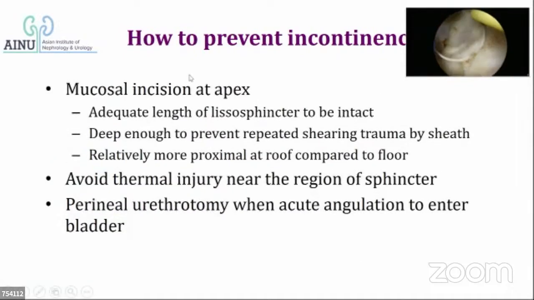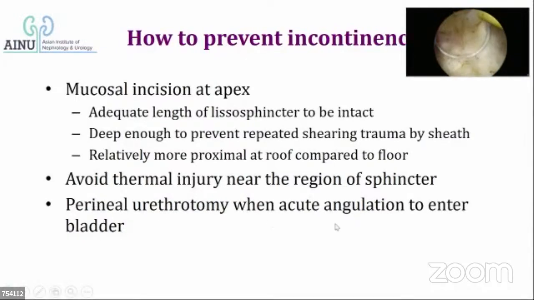So how to prevent incontinence? Mucosal incision, with adequate length of lithosphincter to be intact, deep enough to prevent repeated shearing trauma by the sheath, relatively more proximal at the roof compared to the floor. This point everybody knows, because at the roof, the sphincter is a little more cephalad rather than caudal. Avoid thermal injury near the sphincter, which I was emphasizing.